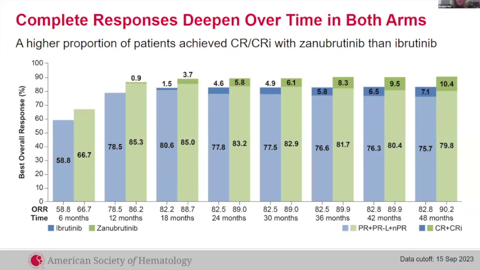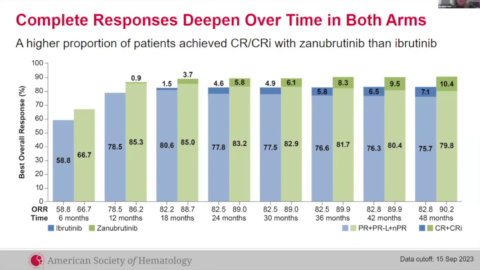If we look at this over time, so we're starting on the left from 6 months all the way through to 48 months on the right-hand side, and we're comparing ibrutinib in blue bars with zanubrutinib in green bars, but the majority of these bars are all pale color. So these are all just representing partial remissions. The number of complete remissions here is actually very low. Even on zanubrutinib at 48 months, the very far right-hand green bar, we're only seeing a 10% CR rate.